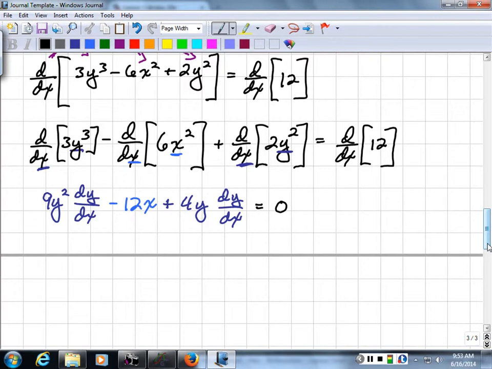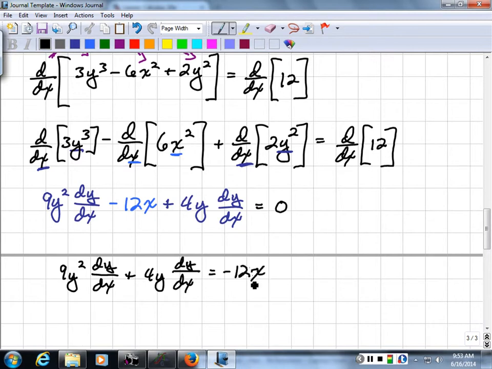At this point, you need to collect your dy dx terms on the left and everything else on the right. So this whole thing is now going to be rewritten as 9y squared dy over dx plus 4y dy over dx is equal to negative 12x. Notice that everything on the left has a dy over dx common to it. What did I do? That's a plus 12x. I was making sure you were awake, Jennifer.